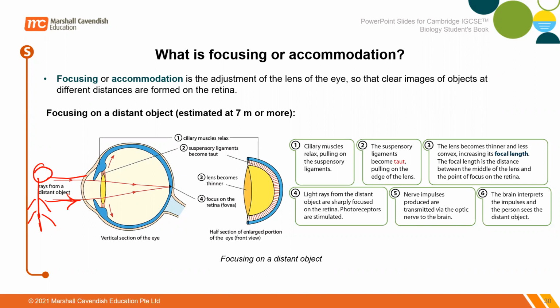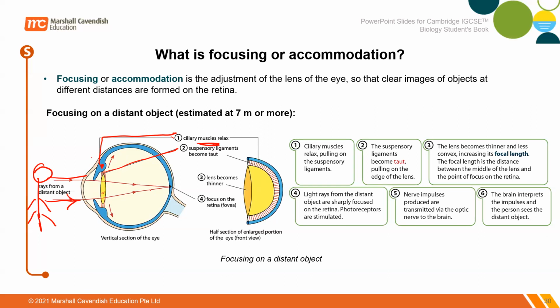The parts that participate in accommodation are the ciliary muscles and the suspensory ligaments, and please check the label line. This is the ciliary muscle, this is the suspensory ligaments, and this one is the lens. Definitely you know the lens, and you need to say how it focuses the light on the fovea, on the retina. Okay, what will happen for each structure?